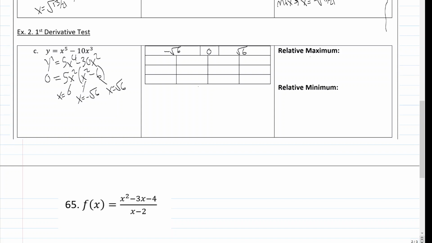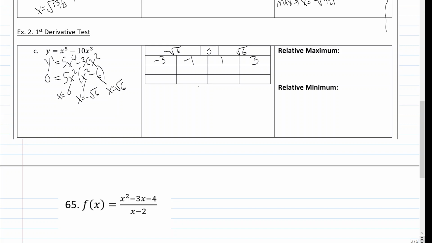Now if I want to pick a number smaller than negative root 6, I went with negative 3. We know negative root 6 is somewhere between negative 2 and negative 3, and I know negative 3 is going to be smaller because it would be negative root 9. Then I'm going to pick negative 1 for in between negative root 6 and 0. I'm going to pick 1 in between 0 and root 6. And I'm going to pick 3 on the other side of root 6. So again, I'm just picking the easiest values to plug in. These are nice values. It's going to be pretty easy to finish this question.